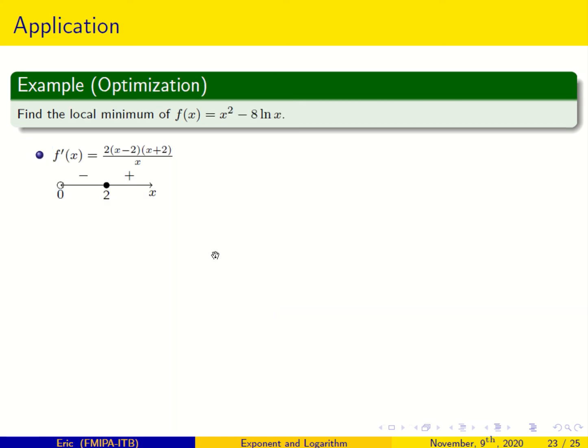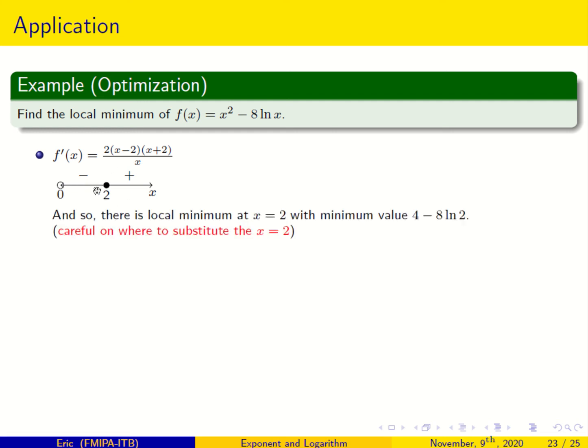Now I can look at this sign diagram: plus, minus, plus. But the part to the left of 0 we can just leave out because it is not in the domain of our function f. Now we have decrease and increase. Don't forget 0 is not included there, because it is not in the domain. So decrease, increase, so 2 should be the local minimum.